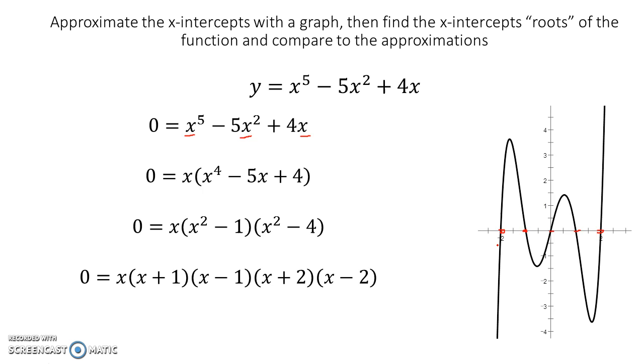There were no decimals involved. We don't know until we're done at this point if there were actually some really close decimals. But there's not. So here's our solutions. When x is 0, negative 1, positive 1, negative 2, or positive 2. Those are our roots or our x-intercepts.